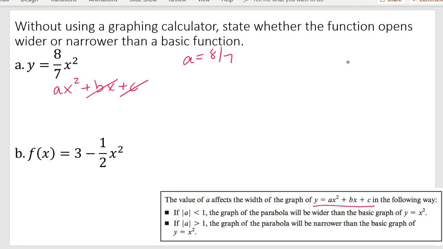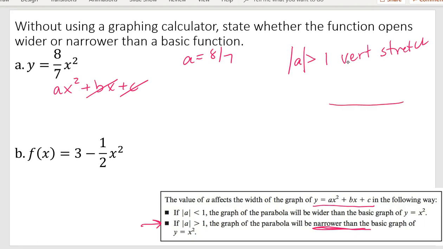If the absolute value of our a is greater than 1, then it's going to be narrower than the basic graph. And we learned that already in our previous chapter. We said that if a is greater than 1, then we will have a vertical stretch, right? We said the absolute value of a is greater than 1. We said that when we were talking about transformations, right?